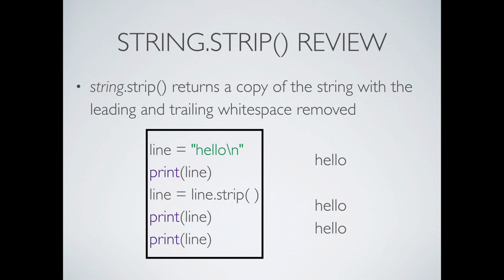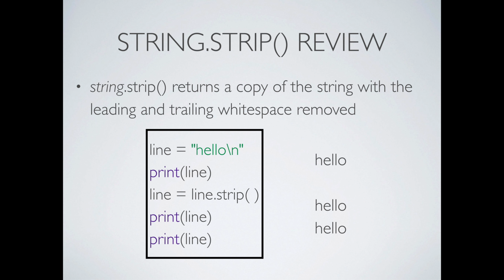Now, if I go ahead and say line.strip, and then store the result of that strip back into line, and now I print it again, that essentially gets rid of that extra new line character. So again, .strip returns a copy of the string, so that means you need to store it back into a variable, and it gets rid of any leading and trailing white space, so any white space at the beginning or any white space at the end.